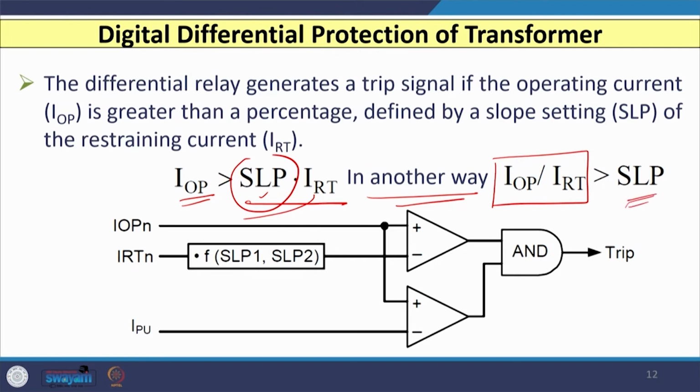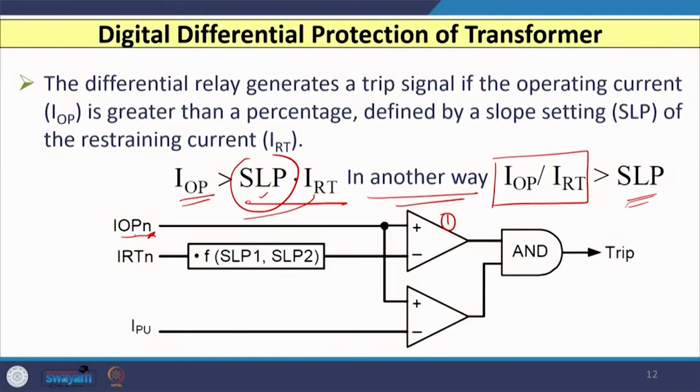If I put this in a block diagram, then my operating current IOP is given to an operational amplifier, let us say op amp 1, and this n indicates the discrete values. This we are going to obtain from the phasor estimation, because we have already discussed the discrete Fourier transform and some other methods to estimate the phasor. So, you will have one value of operating current, that is the phasor value.